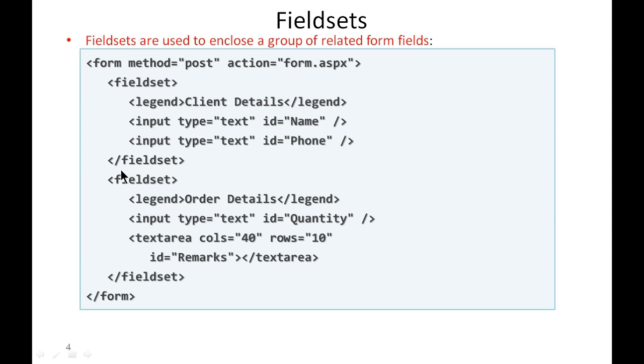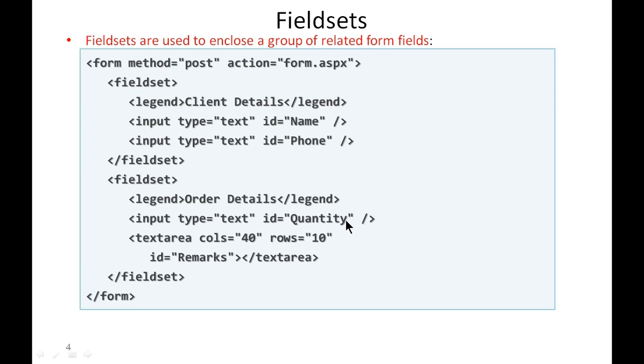Okay, and field set close, then again field set, legend order details. Now this is again one field set. Okay, one set again, order details, and it contains order details slash legend, input type is equal to text, id is equal to quantity. So in order details, what is the quantity?